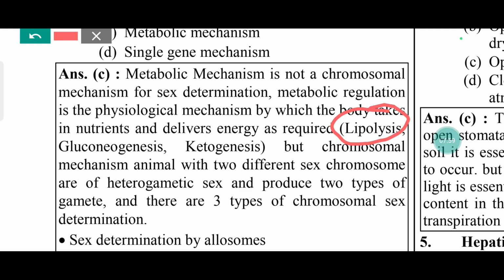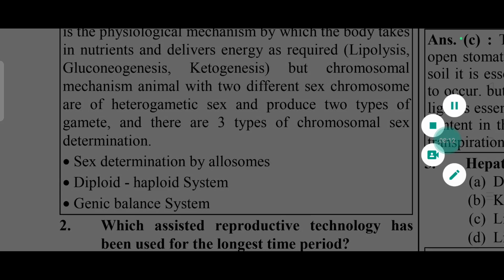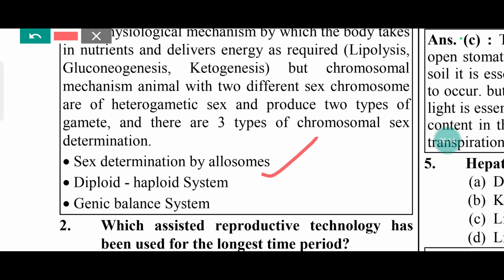But in the chromosomal mechanism, animals with two different sex chromosomes are of heterogametic sex and produce two types of gametes, and there are three types of chromosomal sex determination. What are these? We have already discussed them in detail: sex determination by allosomes, the haploid diploid system, and the genic balance system.